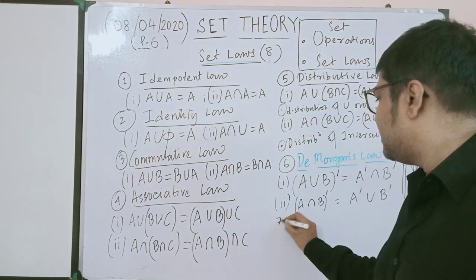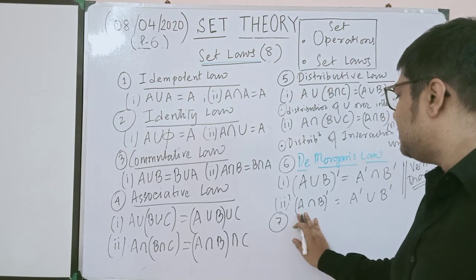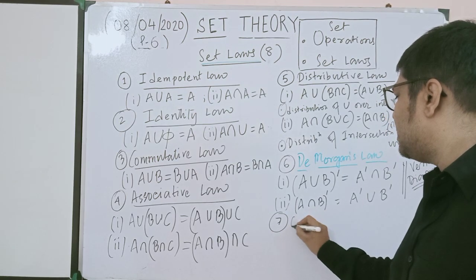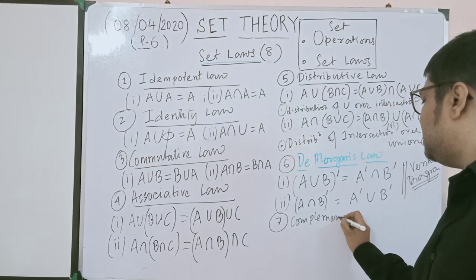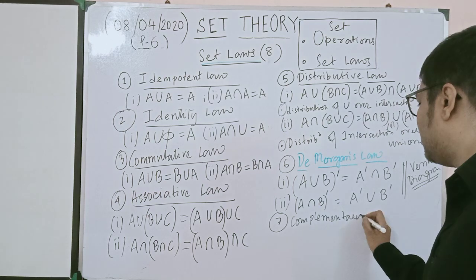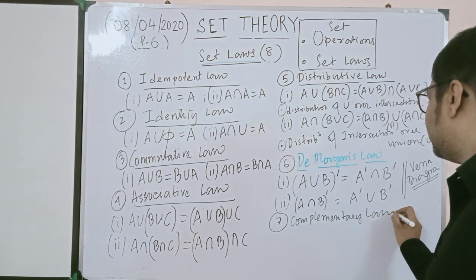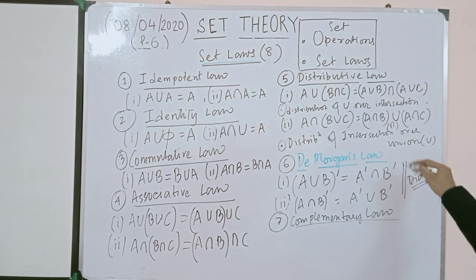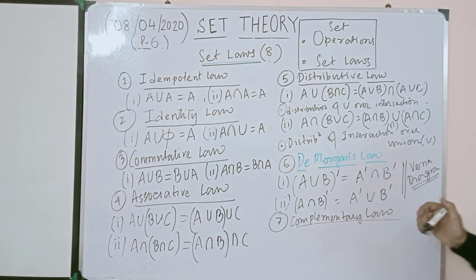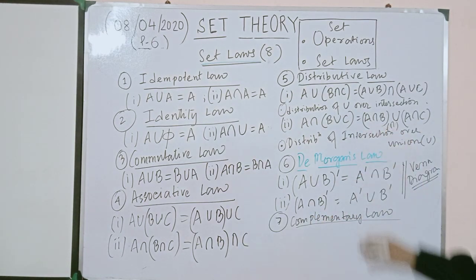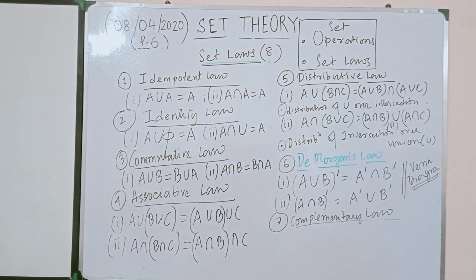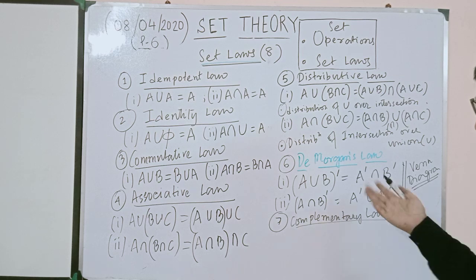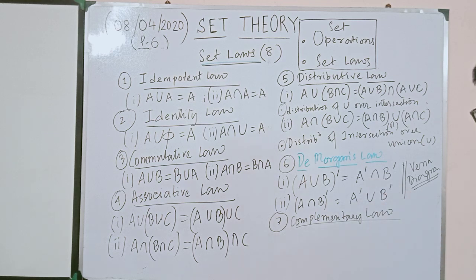Number 7, we can use the complementary law. I am not showing this because I need everything for De Morgan's law, I want to jot everything in one page. Now I have to erase a few parts if I want to show this. So I'll probably show this in the next video.